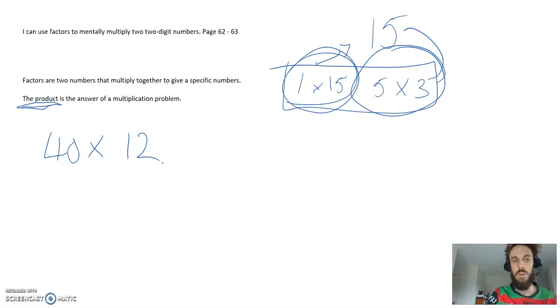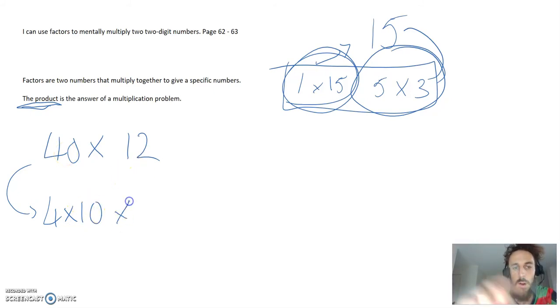It works like this. We ask ourselves the question, 40 multiplied by 12 is going to be the exact same thing as, and instead of these two two-digit numbers, we substitute some factors. Two factors of 40 that are going to be easy to mentally multiply are 4 and 10, because 4 times 10 gives me 40. And two factors of 12 that are going to make it easier in my head are, I might go for 2 and 6, because 2 times 6 equals 12.